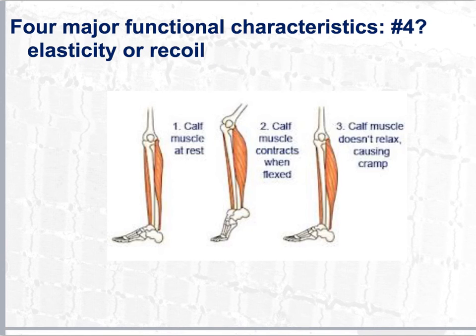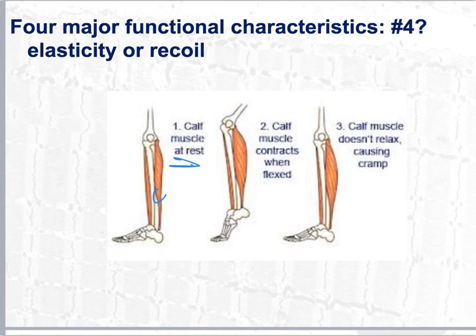Next is elasticity. They're elastic, or they can recoil. So a muscle can be at rest here. It can contract, so it shortens when flexed. You can try right now flexing your calf muscle, and then it should relax, right? It should go back to the original state. That's what elasticity is. It can change, and then it can go back to how it used to be.